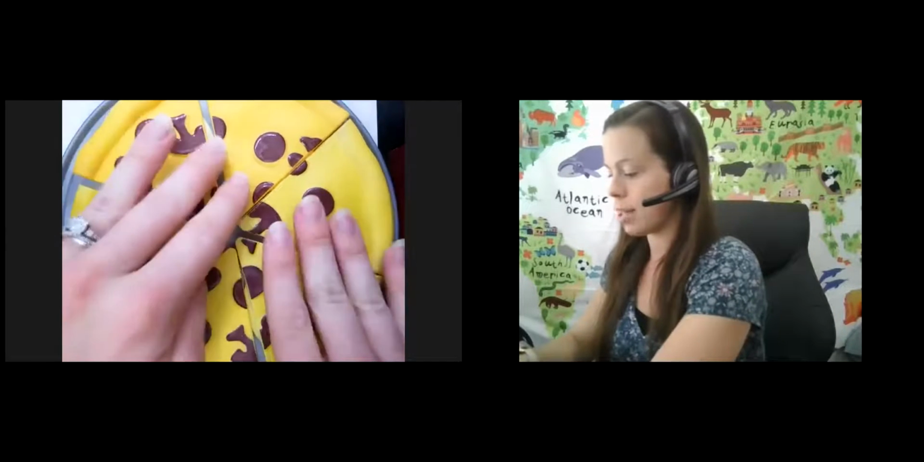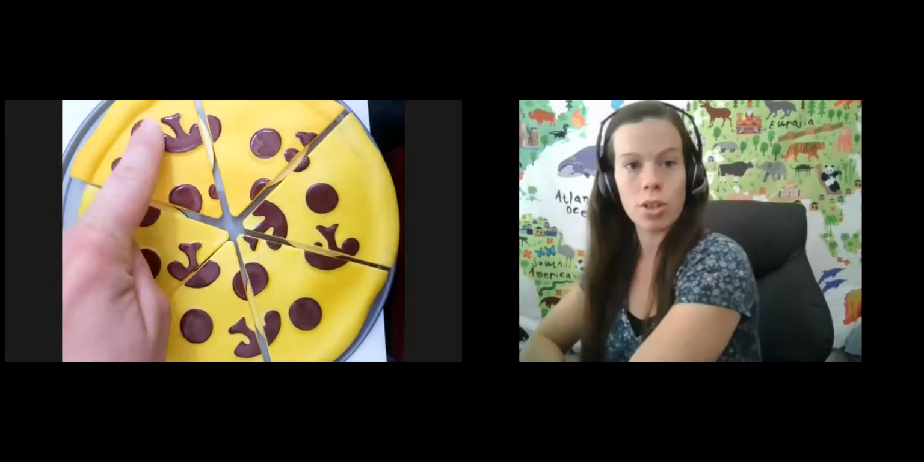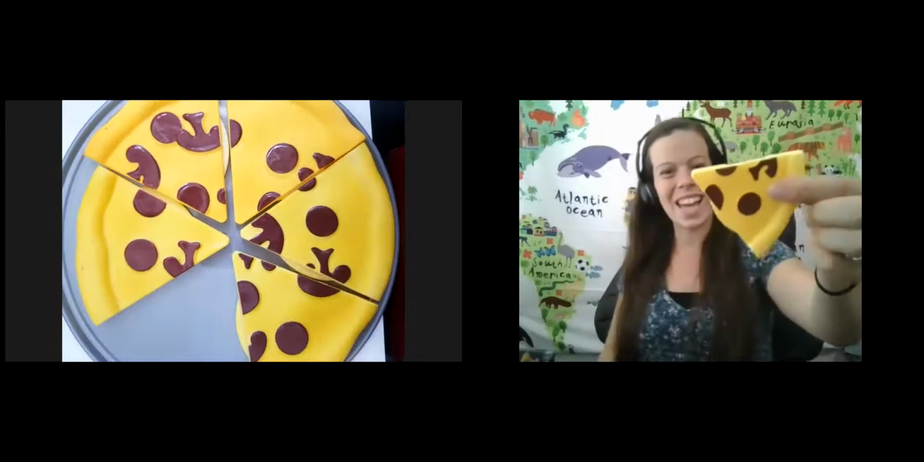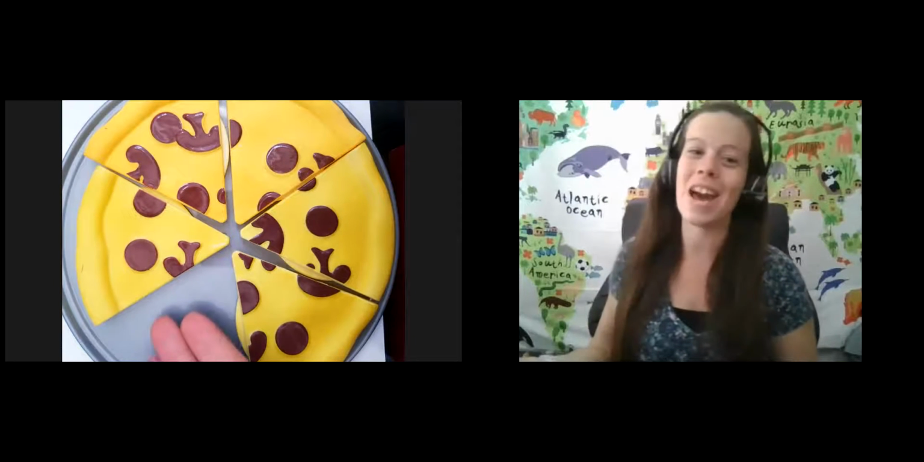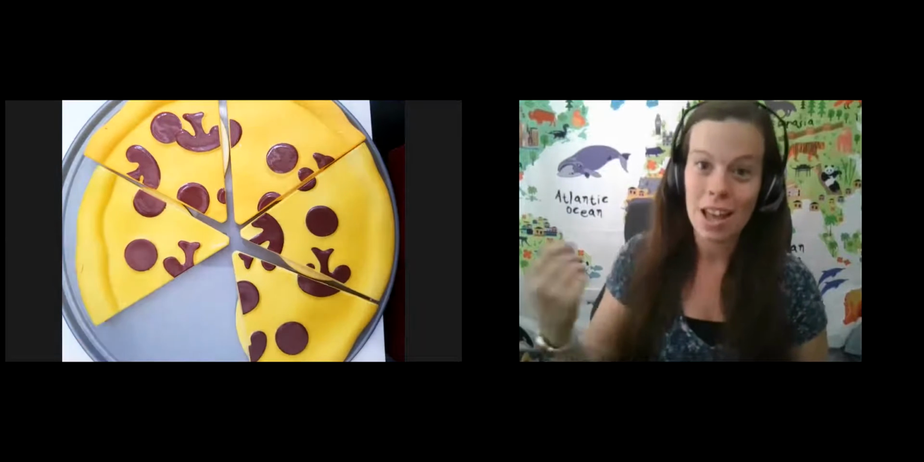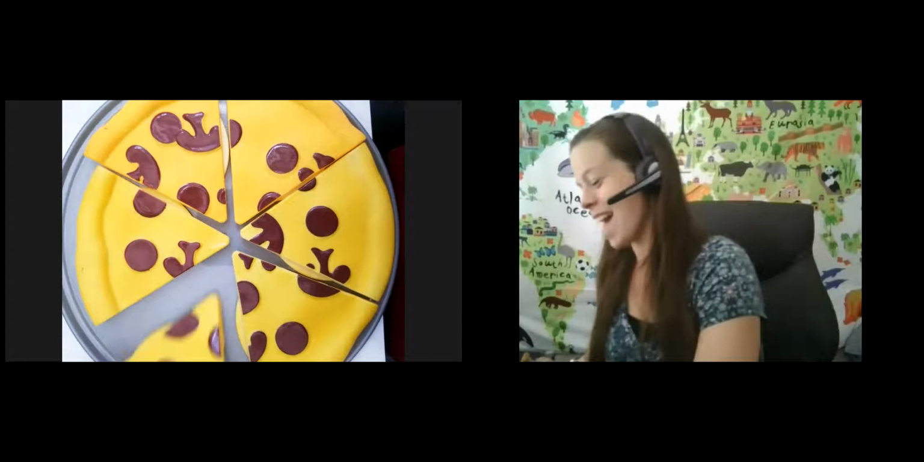So how many pieces are there? Let's count. 1, 2, 3, 4, 5, 6. There are 6 pieces, so we call that sixths. Oh, they are in sixths. So this piece of pizza, if I eat it, it is a sixth. Delicious. And then I will have 5 pieces left, out of my whole.